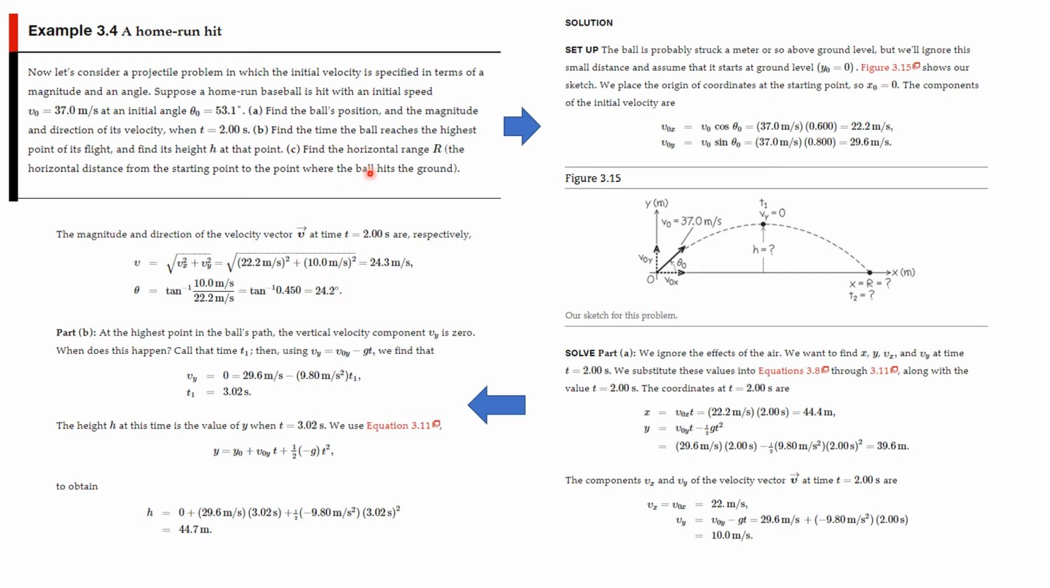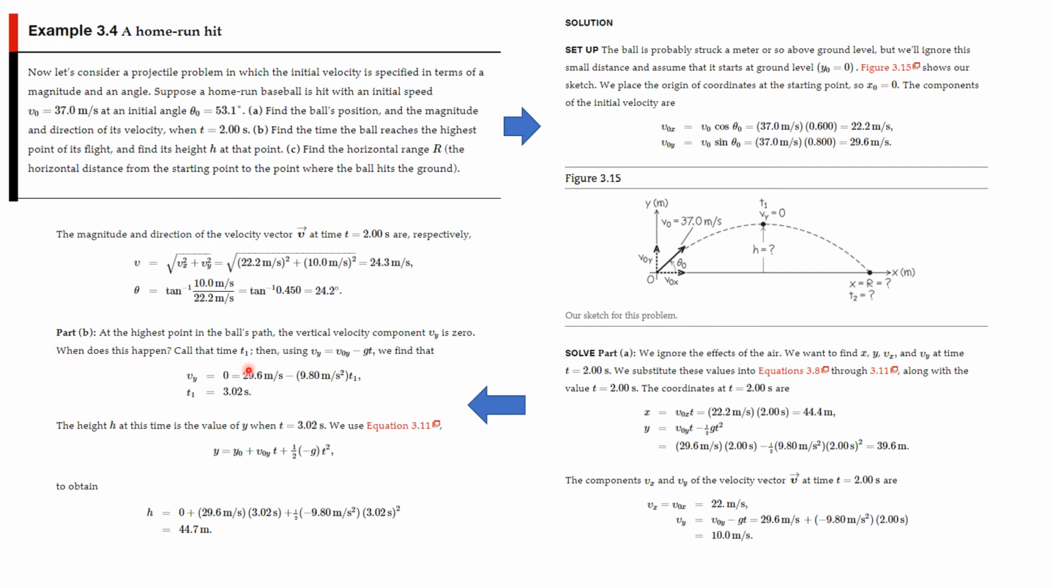Now, reminding you about what Part B was, Part B says, find the time when the ball reaches its highest point of flight, and find the height at that point. So you see we're saying, when does it get to this point, and what is its height at that point? At the highest point in the ball's path, the vertical velocity component, Vy, is 0. This was one of the things we did in our other low-stakes assessments, so that's a common thread.